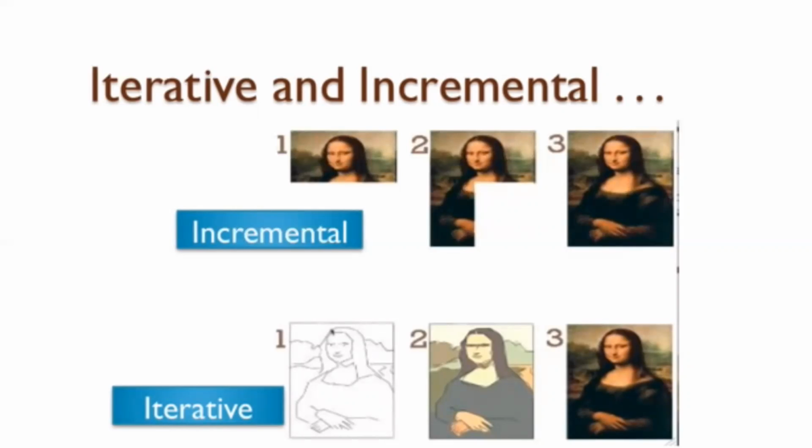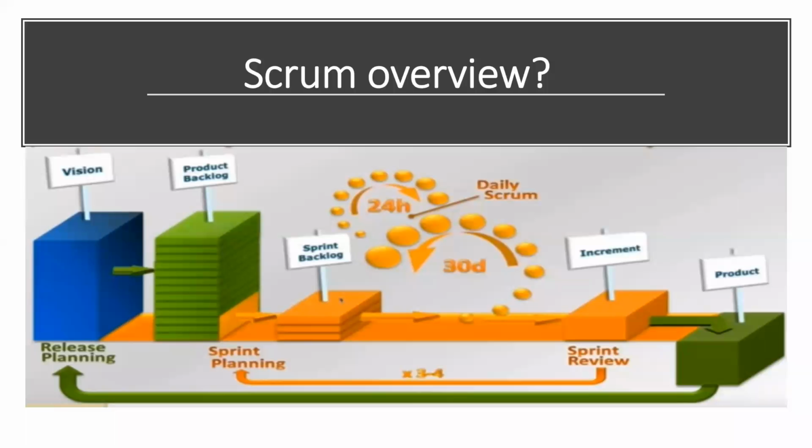In incremental, we move slowly and steadily forward and get the output. In iterative, we get the entire output by doing iterative steps. Okay, this is the incremental and iterative approach. And next we are talking about the overview of Scrum.